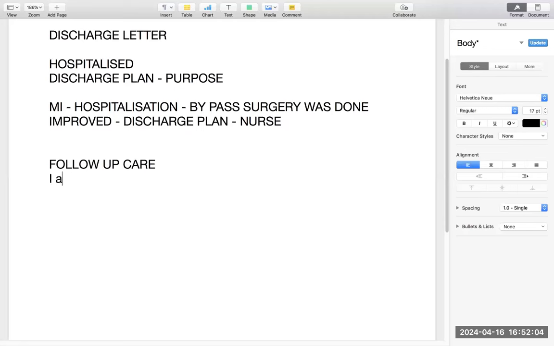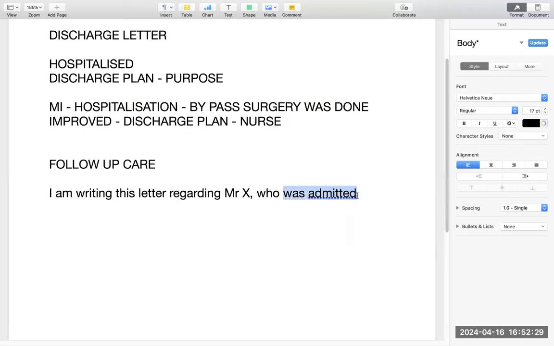So you will simply say, I'm writing this letter regarding Mr. X who was admitted. This is the first place where you can learn grammar. Who was admitted, what does it mean? Was plus third form, that is a passive voice. That means who was admitted by us. This is the first thing you should know in the grammar. I'm writing this letter regarding Mr. X who was admitted to our hospital due to severe chest pain.